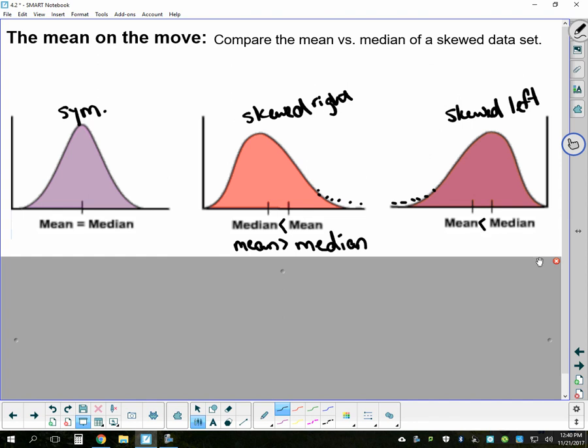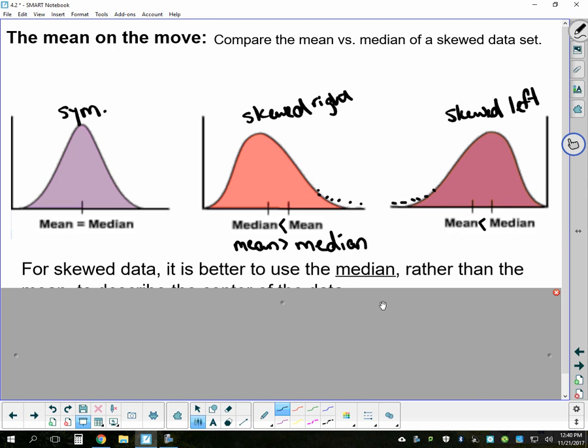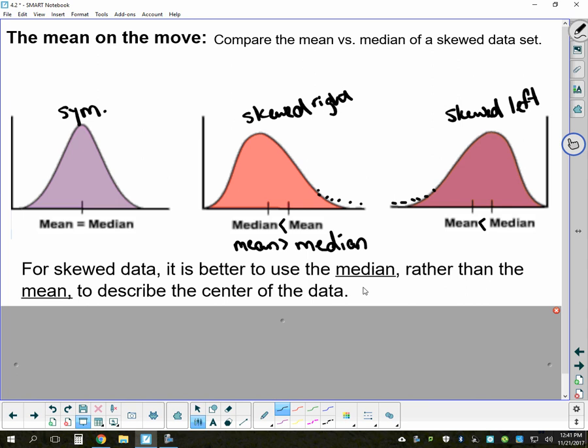For skewed data, it's actually better to use the median. Okay? Because those extra data points that are happening where it's skewed, they're going to change your mean. They're going to pull your mean towards that data, whereas that won't happen with the median, okay? So it's better to use the median rather than the mean when you're dealing with skewed data. It gives you a better center of the data, and that's what we're really finding here, what's in the middle of the data, what's the average of the center. All of those words can be used.